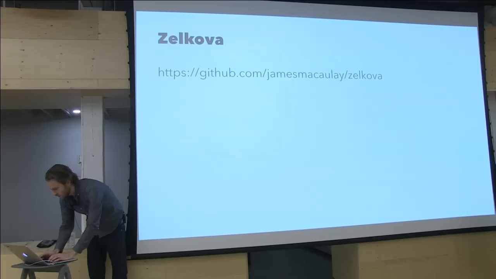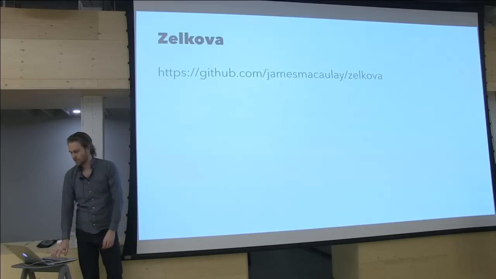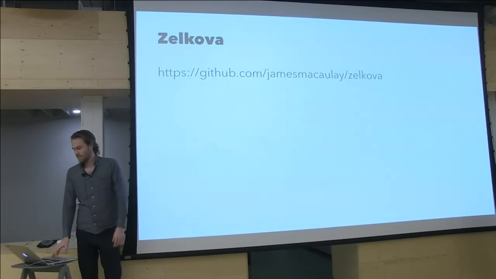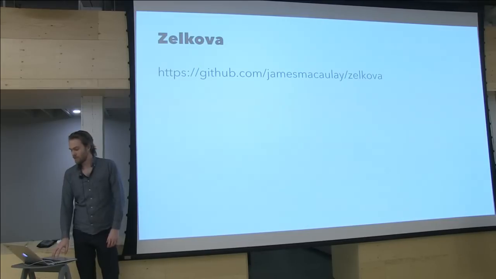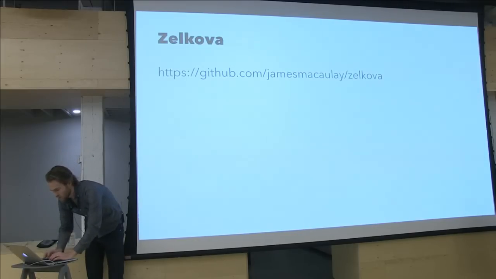So here is the library. It is called Zelkova, and a zelkova is a kind of tree, and it's the only other genus in the elm family. Har, har, har. Yeah, it's been a lot of fun to make this.